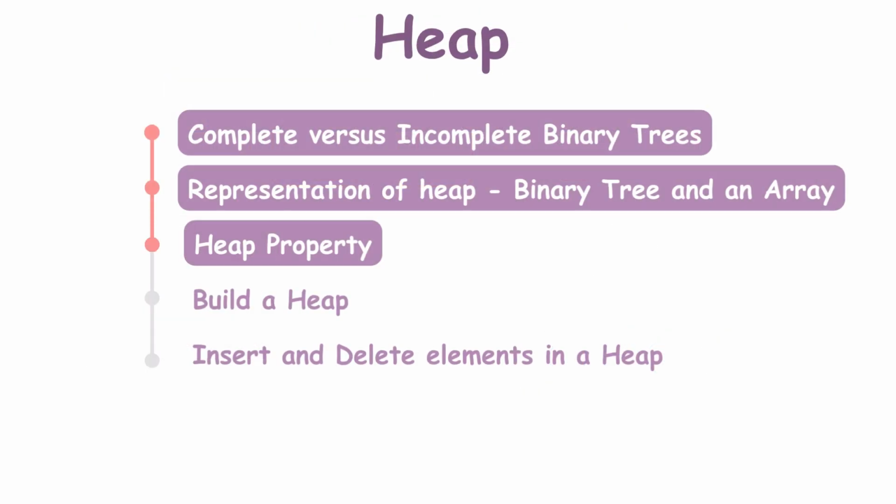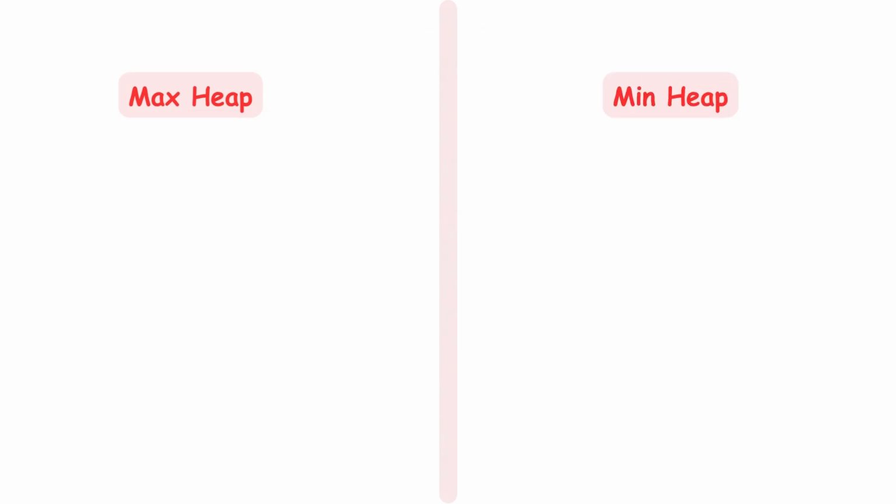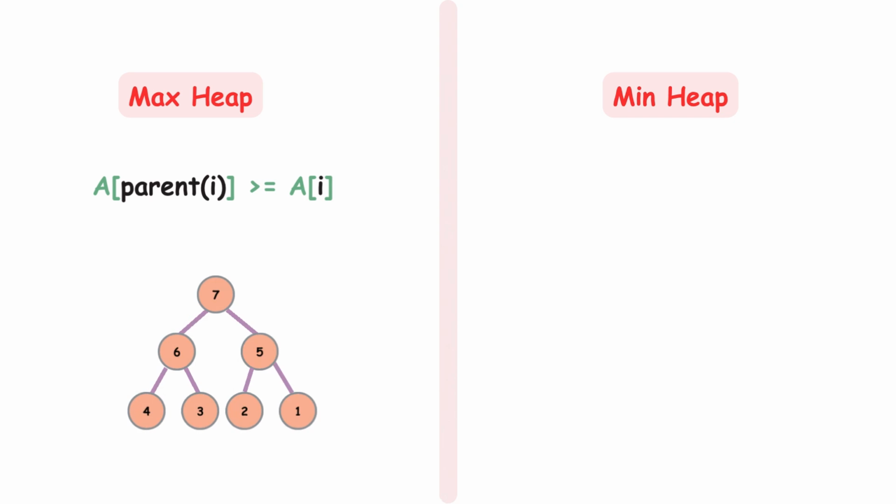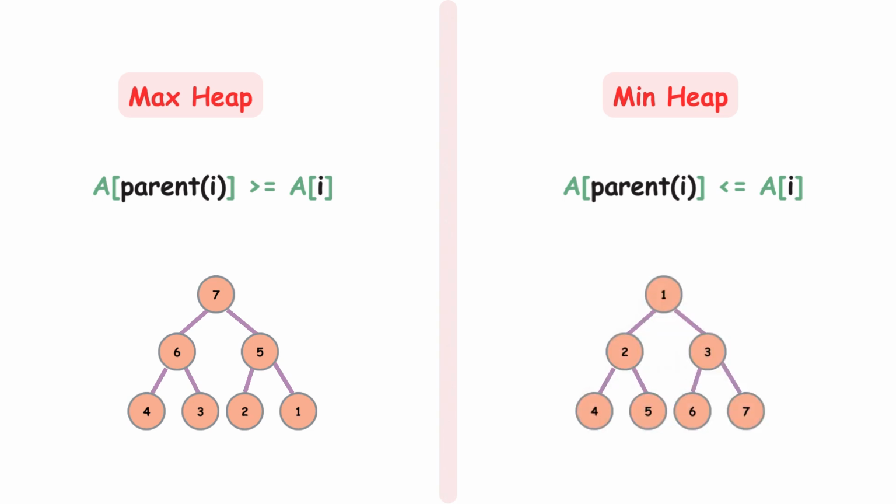There are 2 types of binary heaps, max heap and min heap, and both follow a rule called the heap property. In a max heap, the rule is that every parent has a value which is greater than or equal to its children. So the largest value is always at the top and the values get smaller as you go down the tree. In a min heap, it's the opposite. Every parent has a value that is less than or equal to its children. So the smallest value sits at the root and the values increase as you move down.